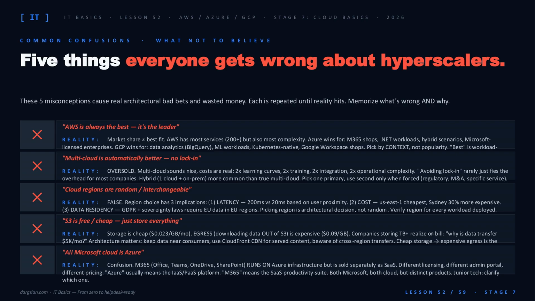Now let's puncture 5 myths that trip up almost every junior tech. AWS isn't automatically best. Azure dominates Microsoft shops. GCP rules data analytics. Fit beats popularity. Multi-cloud isn't free wisdom. It doubles your operational pain. So pick one primary. Regions aren't interchangeable. Latency, cost, and data residency laws make that choice architectural. S3 storage is cheap, but egress will bite you on the bill. And Microsoft 365 isn't Azure. It runs on Azure, but it's a separate SaaS product.